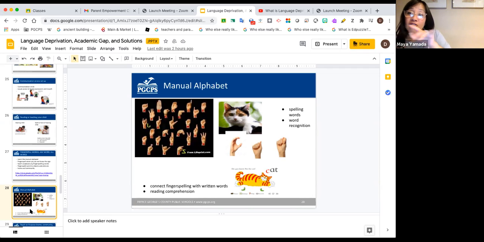So once your child can fingerspell cat, then when it's time to read a book and you see the word cat, you point, the child's going to recognize that that is cat, and your child's going to be able to spell cat. When you consistently do that, your child will develop their vocabulary. And that's more natural because the language is natural language.